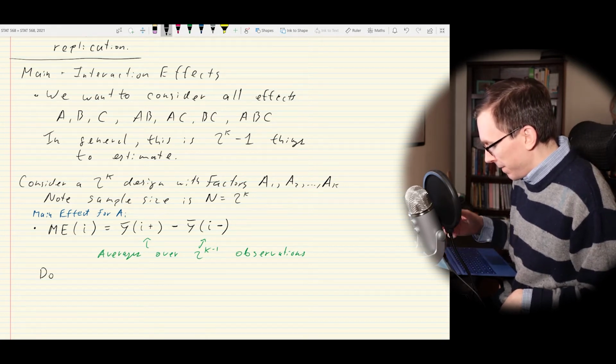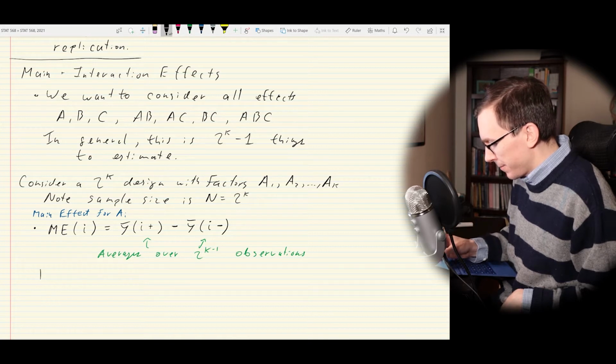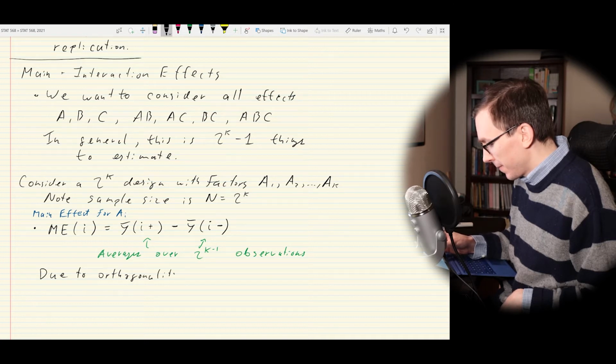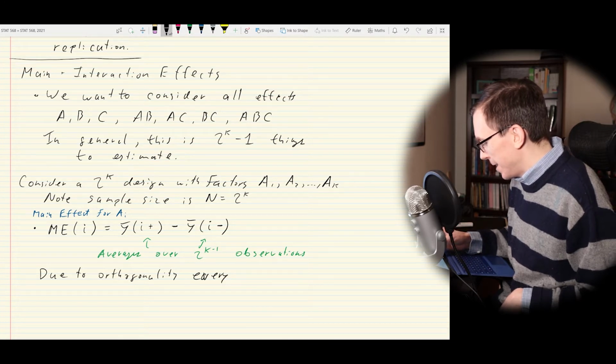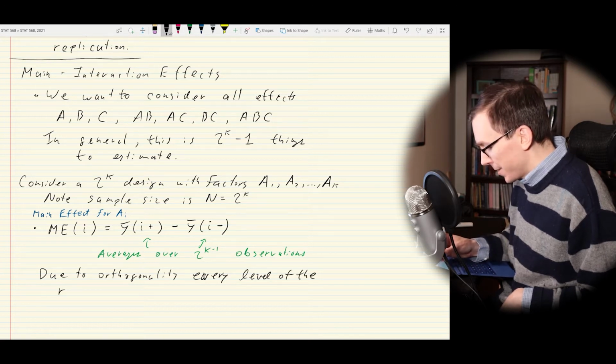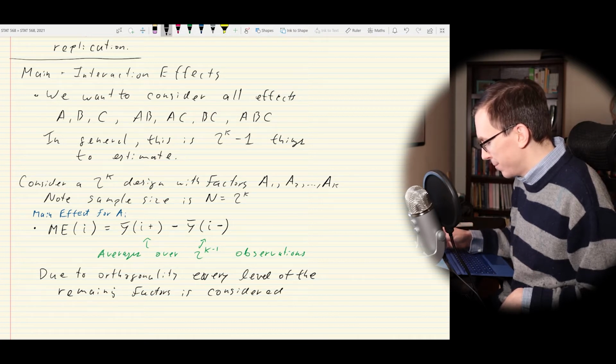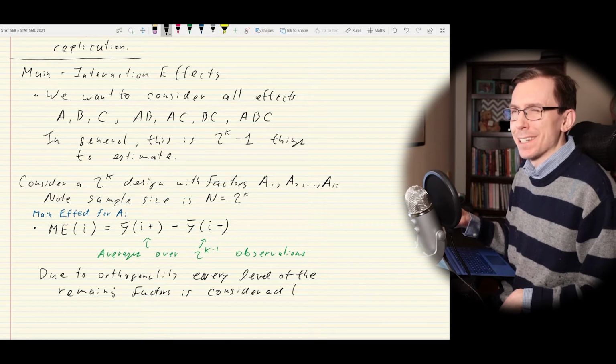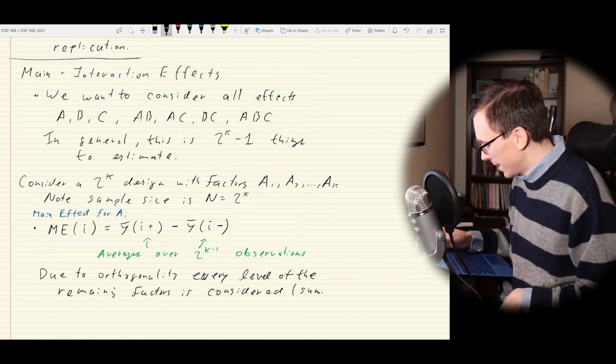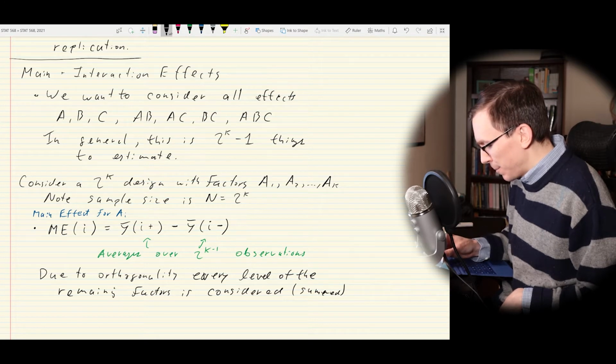So what I'll say is, due to orthogonality, every level of the remaining factors is considered. Maybe what I mean by considered is kind of a vague term, isn't it? What I mean is summed an equal number of times.